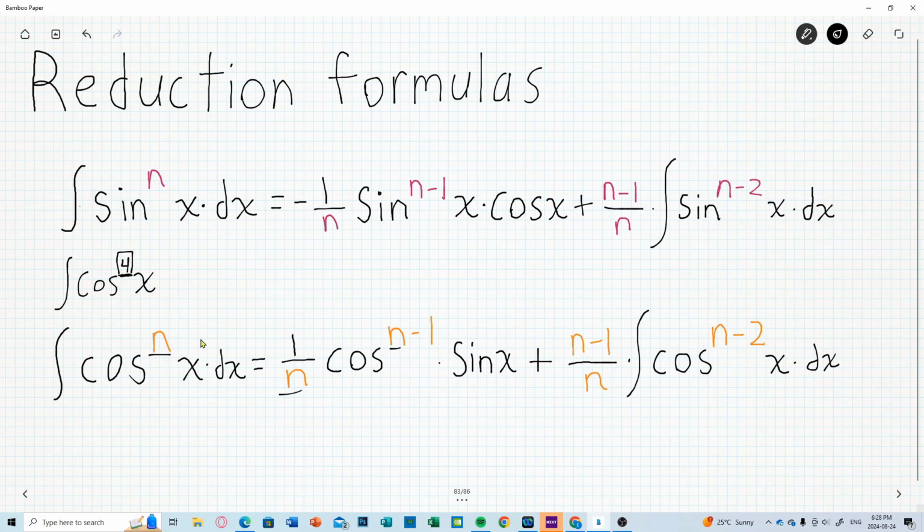So the cosine reduction formula is 1 over n, rather than negative 1 over n, multiplied by cos to the n minus 1 multiplied by sine x, plus n minus 1 divided by n multiplied by the integral of cos to the power of n minus 2.